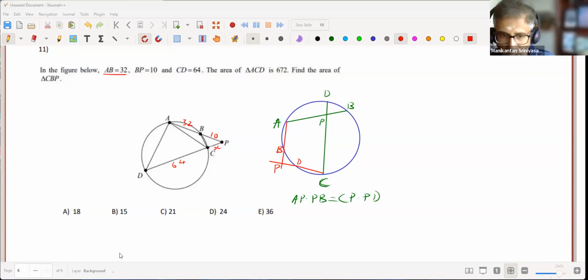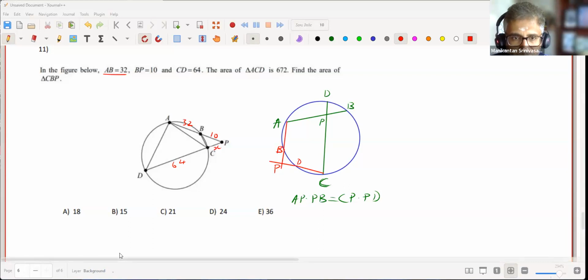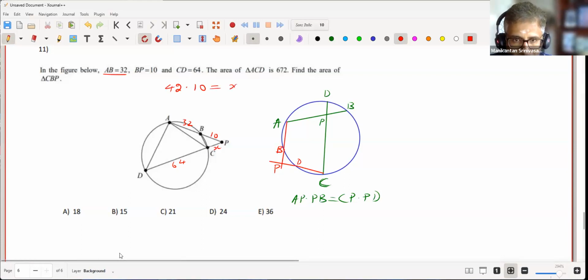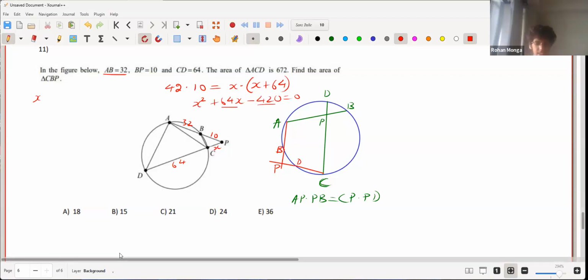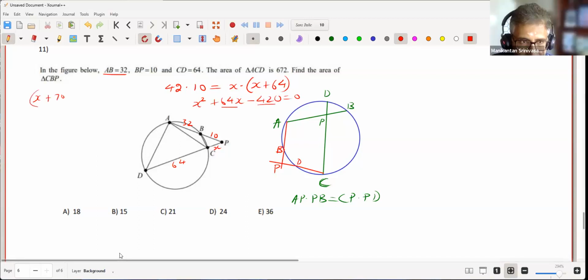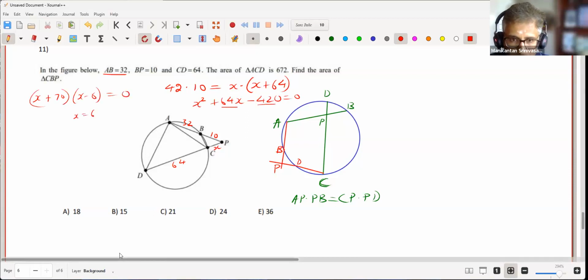Okay, sorry, guys. So what do we have here? We have 42 AP times PB, 42 times 10, should be CP times PD. PD is X plus 64. So we can write this as a quadratic: X square plus 64X minus 420 equal to 0. Let me just factorize it here. You can clearly see that 70 and minus 6 are the factorization. X obviously cannot be negative. Therefore, X is 6. So the smaller portion is 6.